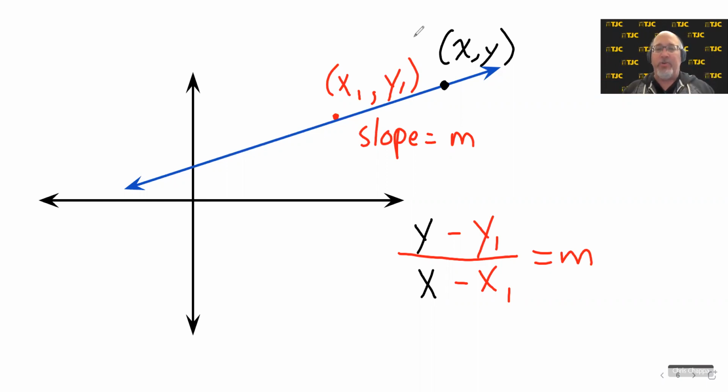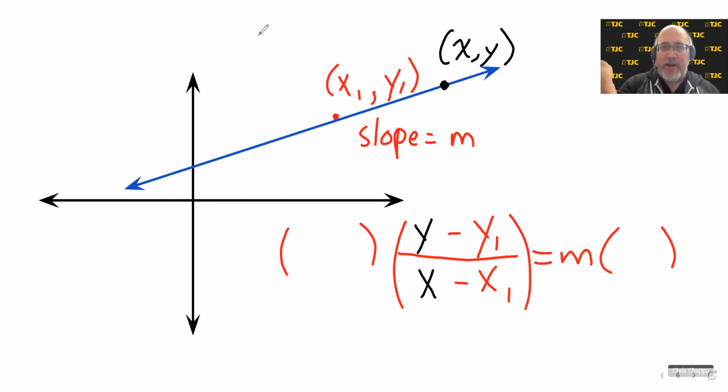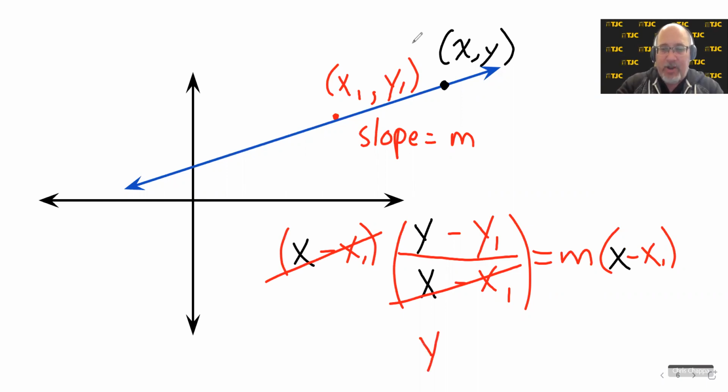And the other thing I want to do is get rid of that fraction, because dang it, it's a fraction and I don't want it there. Well, we know how to get rid of fractions. We can multiply both sides by the denominator. In this case, the denominator is x minus x1. And if we do that, then it'll cancel the denominator on the left side, and it'll leave us, y minus y1 equals m times x minus x1.